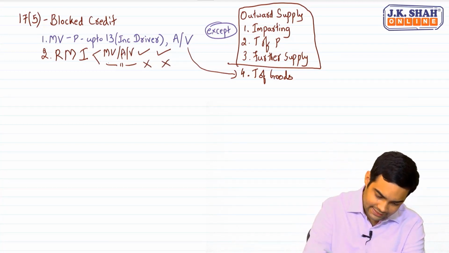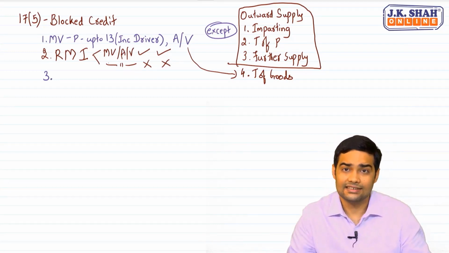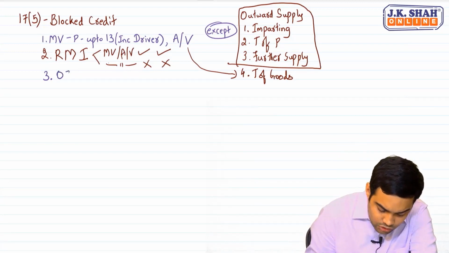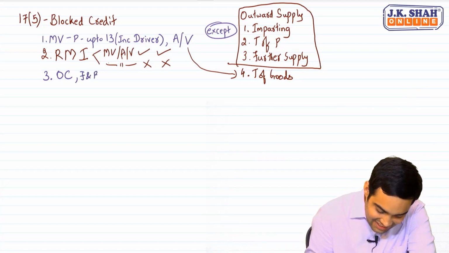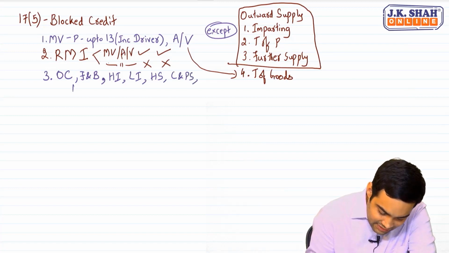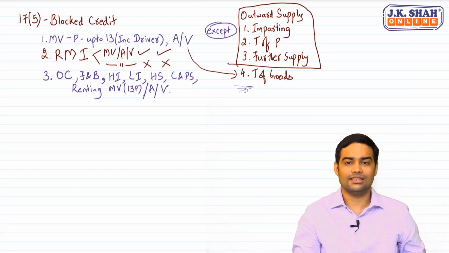Yes. Then, the third aspect which is covering various services. Let's see. It covers outdoor catering. It covers food and beverages. It covers health insurance, life insurance, health service, cosmetic and plastic surgery, renting of motor vehicle up to 13 passengers or aircraft or vessel. This is covered by the third point. Now what is this? Let's try to understand.